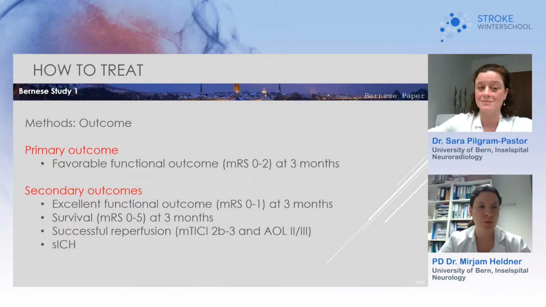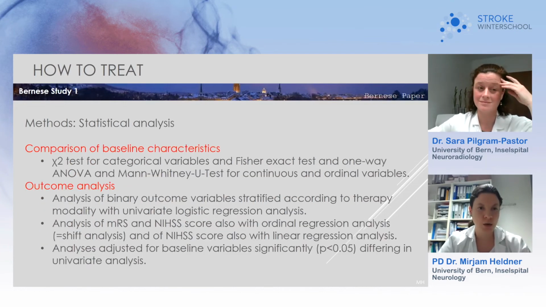We defined the primary outcome as favorable functional outcome at 3 months. Then we also looked at secondary outcomes as follows. We looked at excellent functional outcome and survival at 3 months, and also at successful reperfusion and symptomatic intracerebral hemorrhage rates. We compared baseline characteristics and outcome analyses. I will not mention the details of the statistical analysis now.